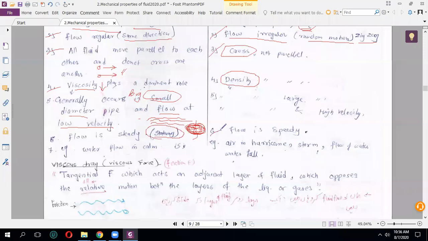Okay. Sixth, flow is speedy. Here the flow is changing. Flow is not the same. That is why we say in turbulent flow the flow is speedy. Example of streamline flow: one of the best examples is the water flow in canals, or river water. Examples of turbulent flow are hurricanes, storms, and the flow of water in a waterfall. These are all examples of turbulent flow.